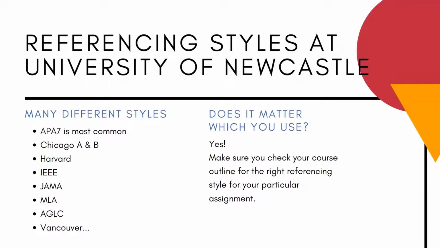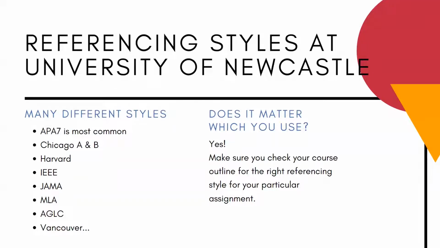We have Chicago, both A and B, and I think that Chicago is more used in the humanities maybe, but I can never remember, to be perfectly honest. Harvard, IEEE is sort of computing and engineering, JAMA, MLA, AGLC is law, Vancouver. So these are just a list of all of the, not even all of them, because you will find that there are other smaller ones that different lecturers might use for different reasons.